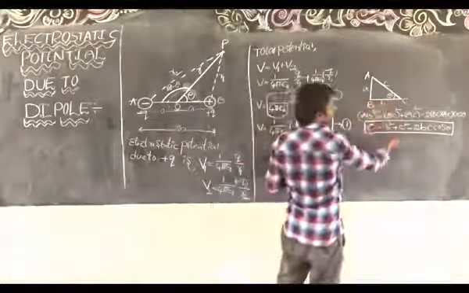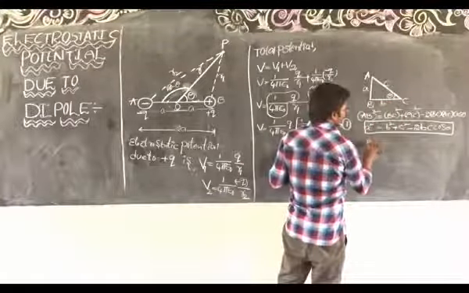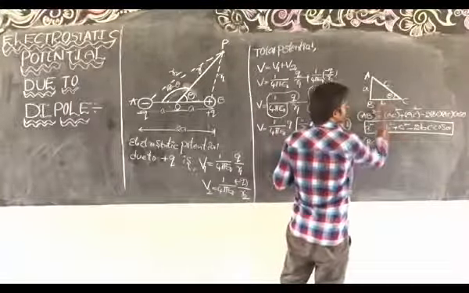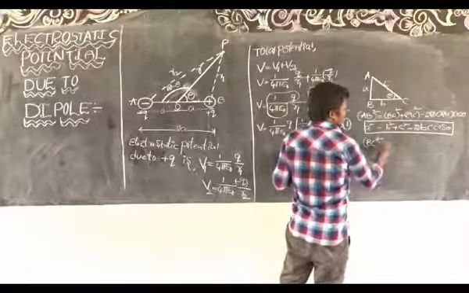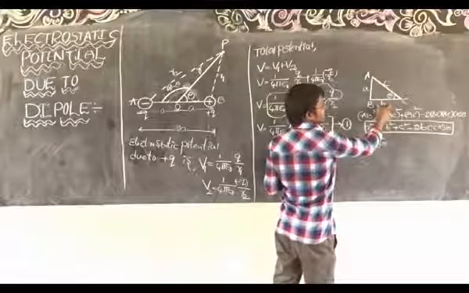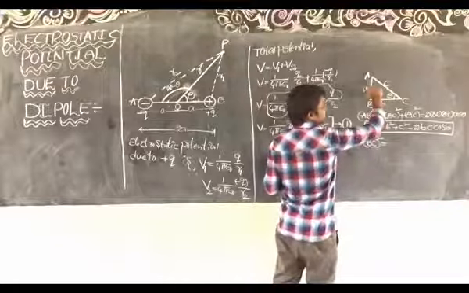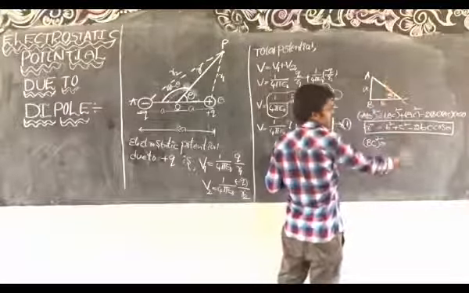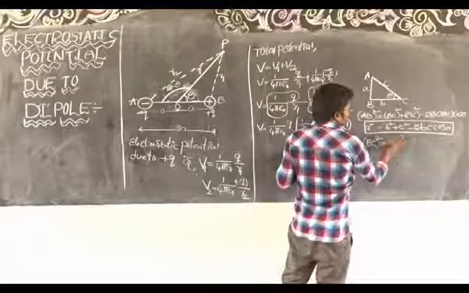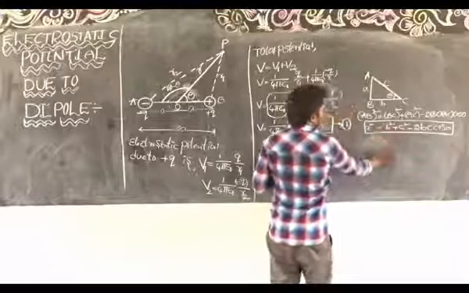Now, I will take this side. BC whole square is equal to, what is the remaining two sides? This is one side and this is one side. So what is the formula? Directly you should write it.